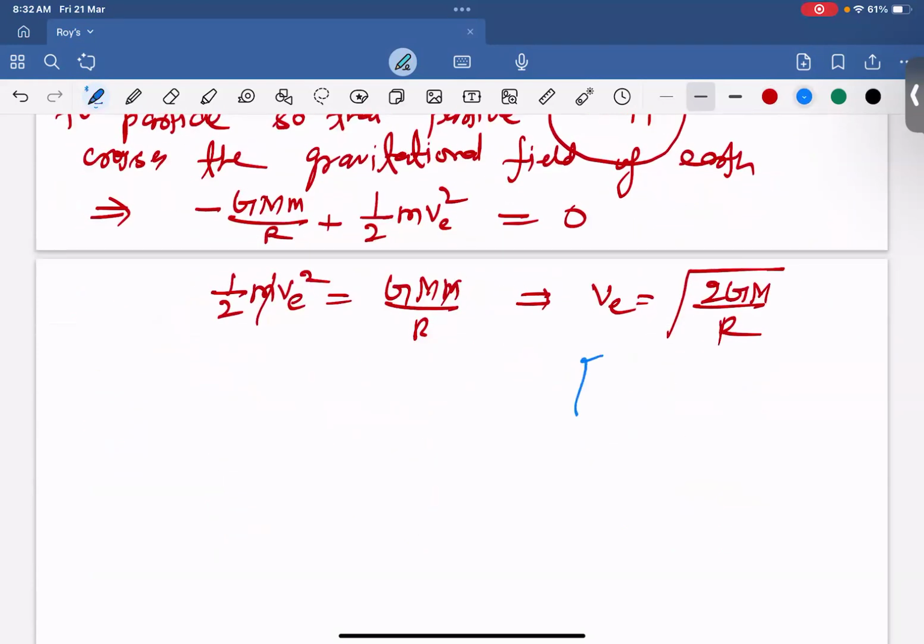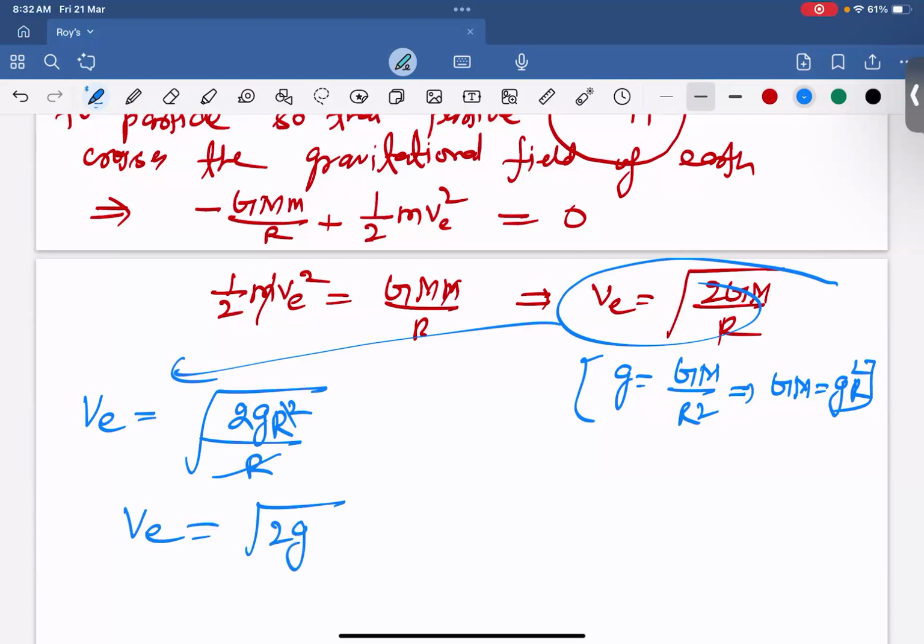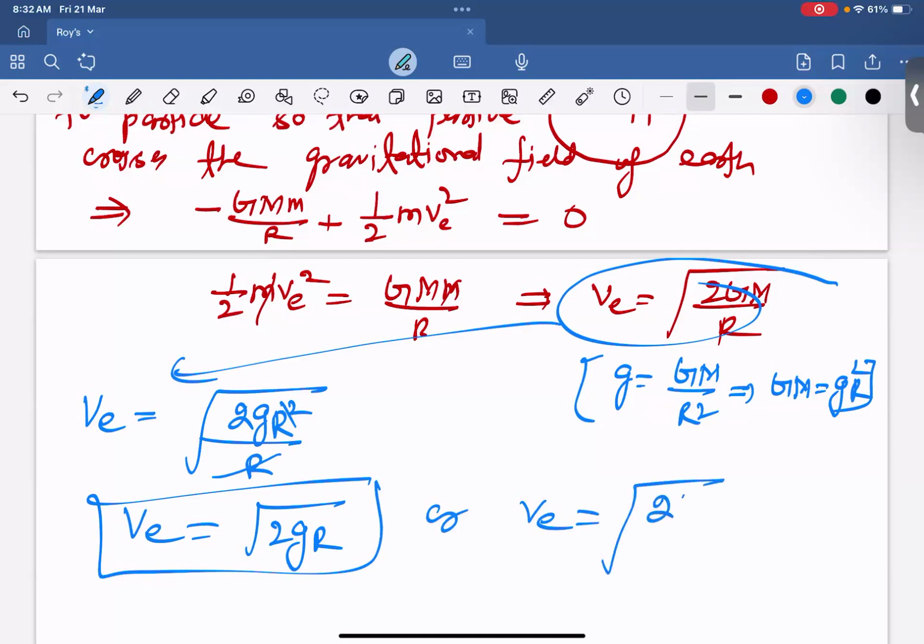I think you also know that small g is equal to G capital M by r square. That gives you capital GM equals small g r square. So this formula I can again write here: v escape equals under root 2 small g r square by r. So escape velocity also has this formula, under root 2 g r. You can write this, and you can also write under root 2 capital G capital M by R. So this is in terms of capital G, and in terms of small g. Understood, Neil? Understood, sir.